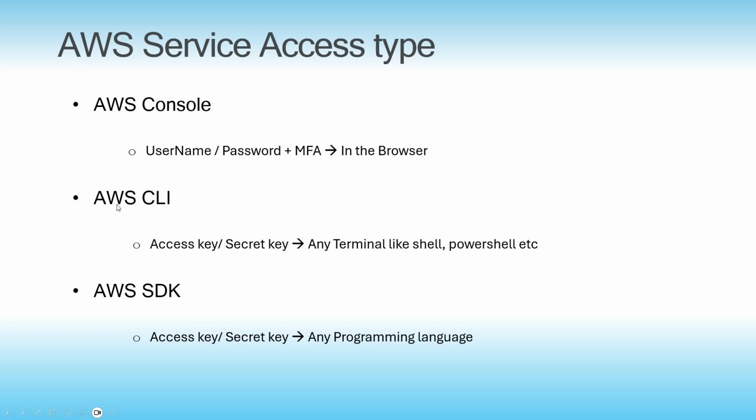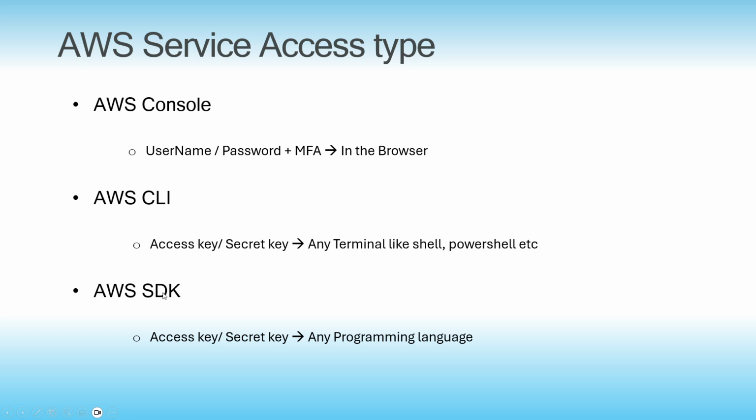Now, coming to the AWS CLI, it doesn't require a username and password. It requires an access key and secret key to communicate from any terminal. Like in Windows there is Command Prompt and PowerShell; in Linux you can open a Linux terminal, an Ubuntu terminal, or a Red Hat terminal. Any terminal you can use, but you need an access key and secret key. Today we will create these as well and show you how to access it from my local machine.